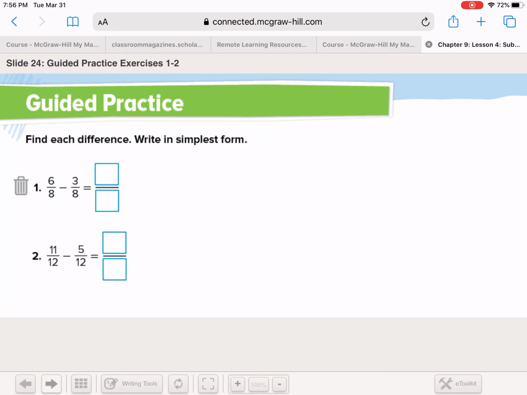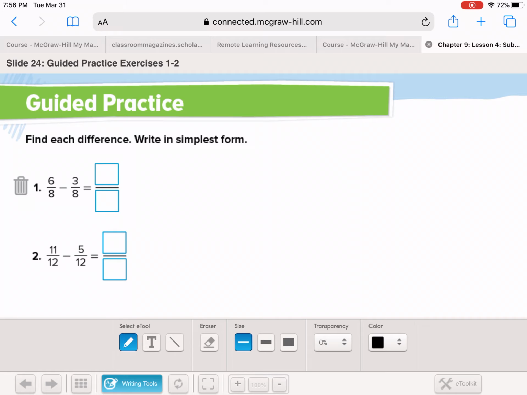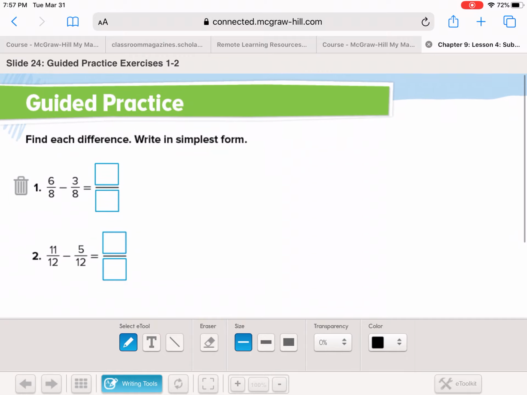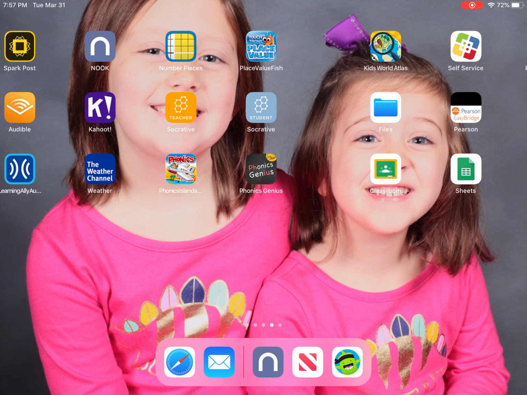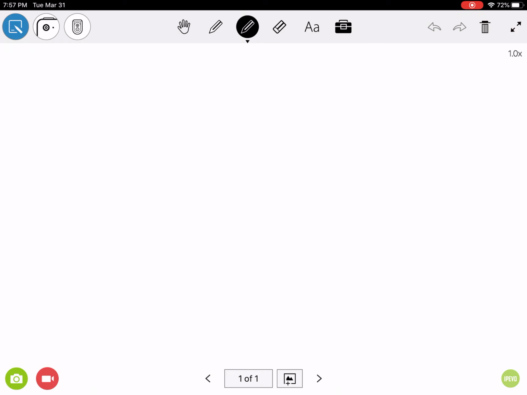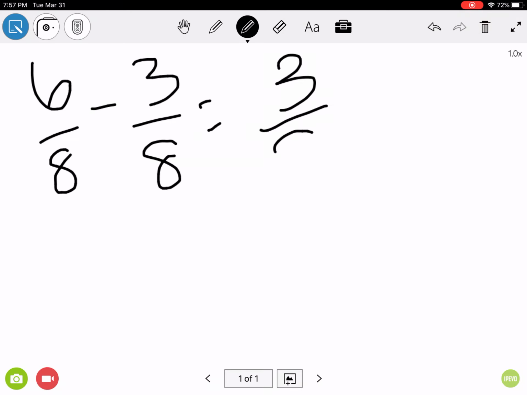All right, guided practice. Find the difference and write it in simplest form. So we got to remember to do that. 6/8 minus 3/8 is going to give you 3/8. Okay. So that's in simplest form already because there's not a number that goes into 3 and 8 except for 1.